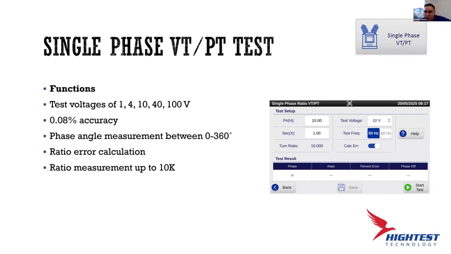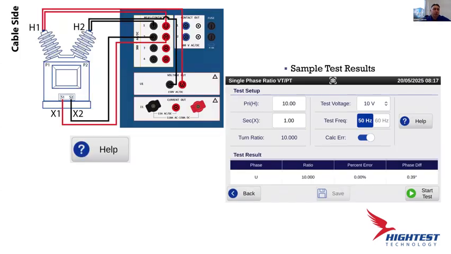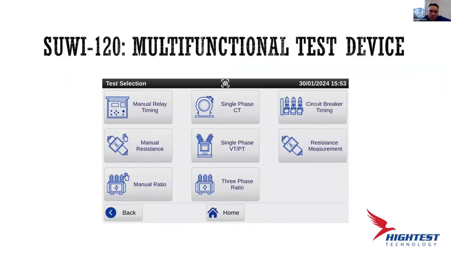And we need to choose our primary side, secondary side. Also, we need to choose our test voltage. We need to choose the test frequency. We can activate the calculation error as well. And also the device is showing us how to do the connection with the transformer. And again, we have a sample test result here, which is a pass. And also the last one is the three-phase ratio test.